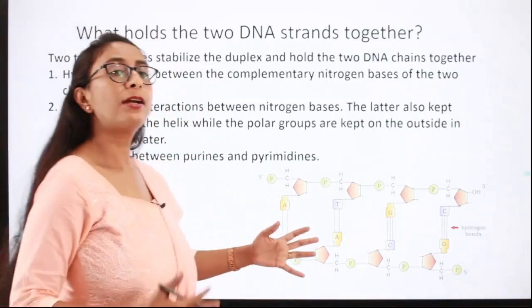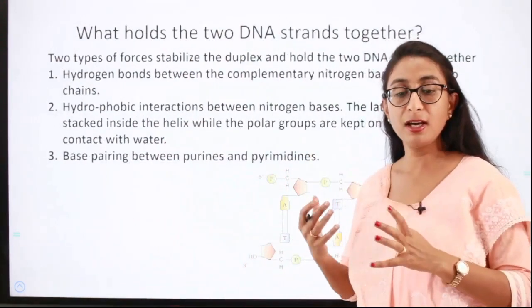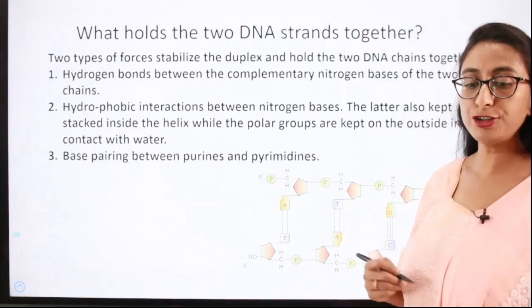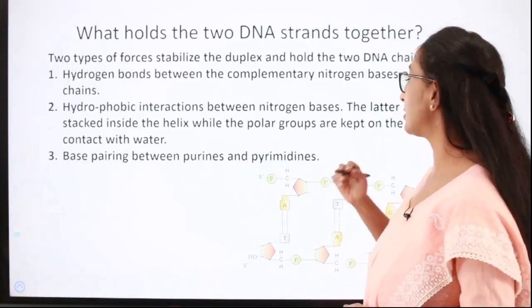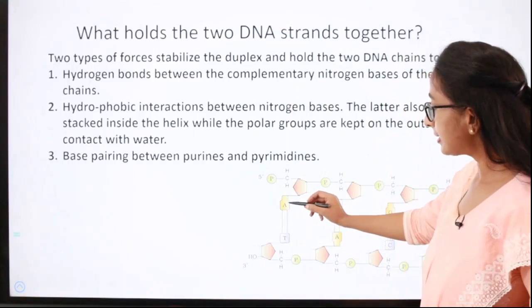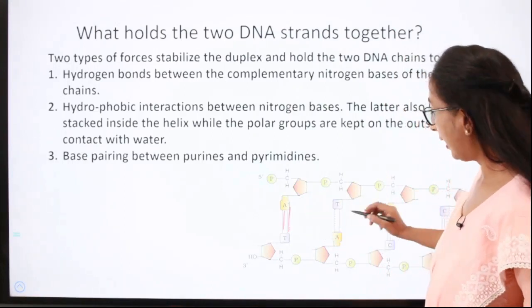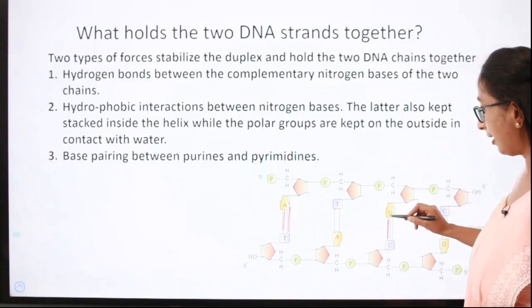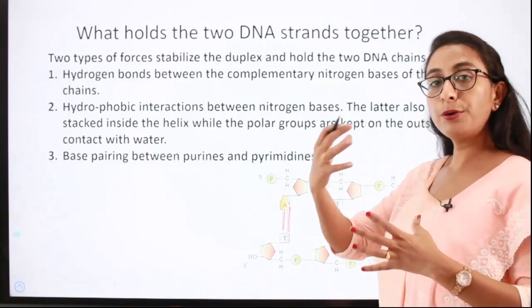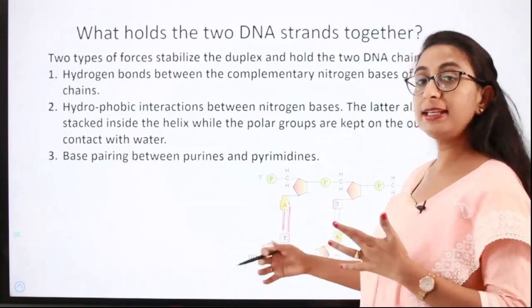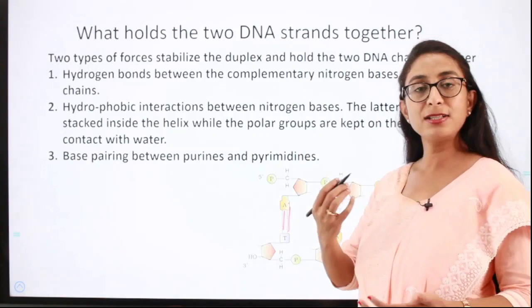What is it that holds the 2 strands of the DNA together and gives it stability? First and foremost, it is the hydrogen bonding between the complementary nitrogenous bases in the 2 chains. So here, there is adenine, here there is thymine, and here there are 2 hydrogen bonds. And here between guanine and cytosine we have 3 hydrogen bonds. So it is the hydrogen bonding between the purines and the pyrimidines which gives stability to the 2 DNA strands. That's the first important thing.